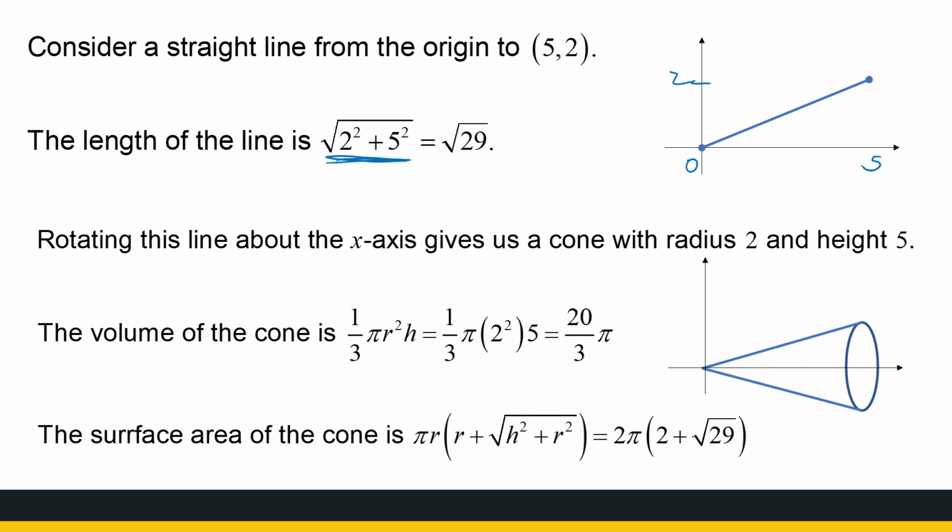Then when I take the straight line and I rotate it about the x-axis, I get a cone. The radius of the cone, this part will be the 2. The height of the cone will be 5.